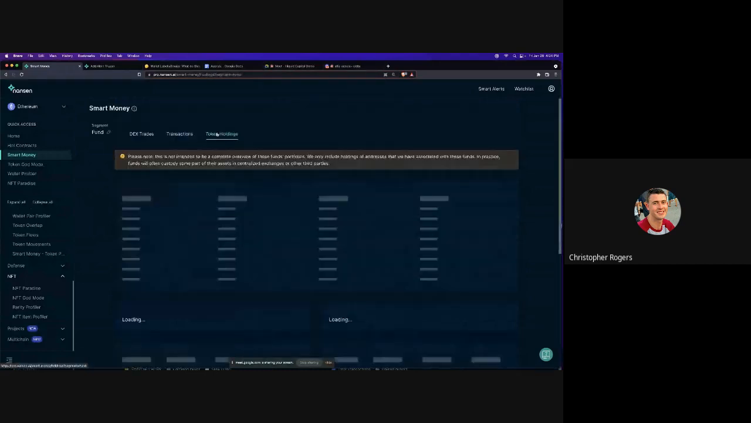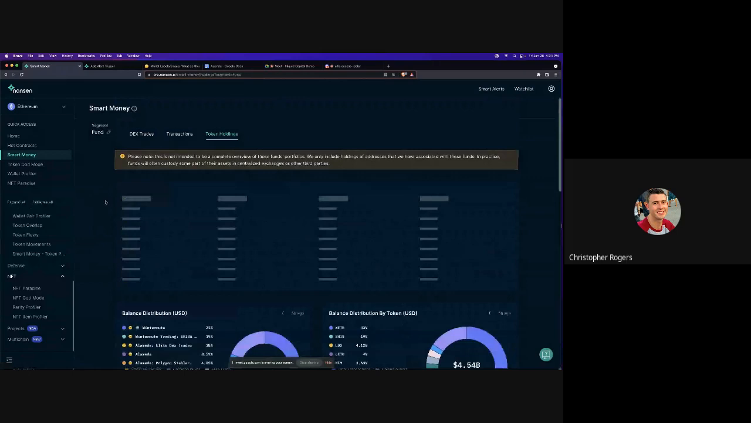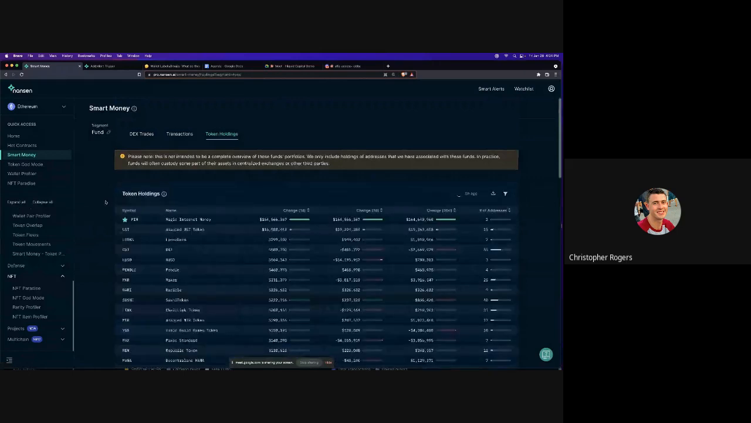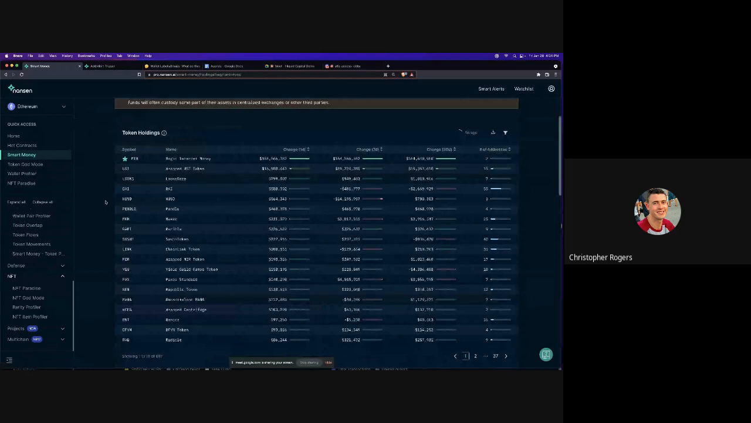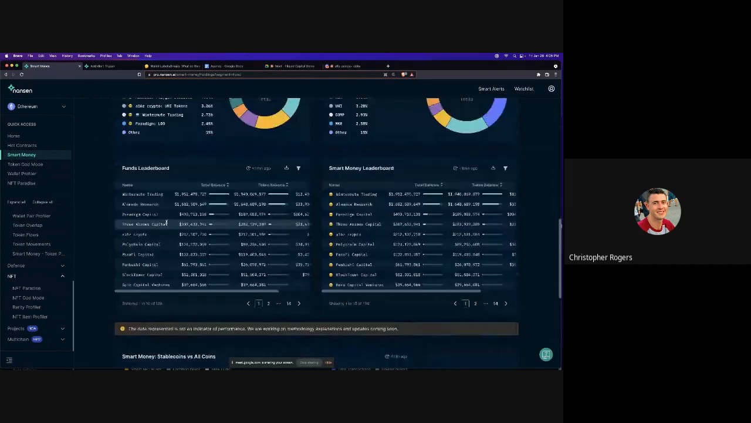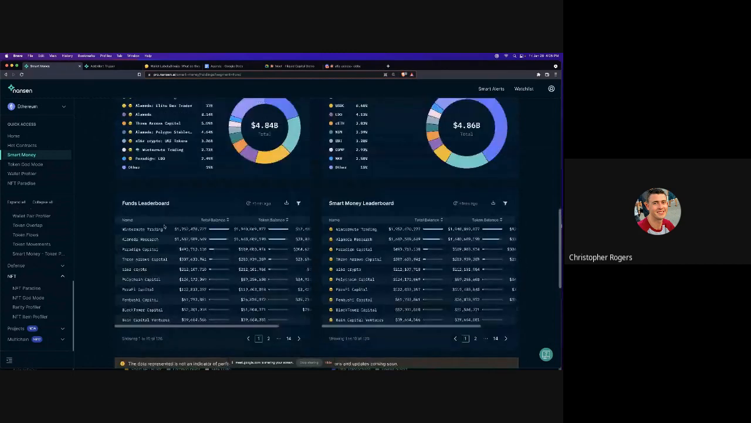So let's take a look at token holdings. Within token holdings, we can see all of Smart Money's token holdings in terms of the fund, and how these balances have changed over time. Looks like a lot of stablecoins are being held right now: Magic Internet Money, UST, DAI, HUSD. And what I could do is take a look at one of these tokens or see how well these funds have performed.